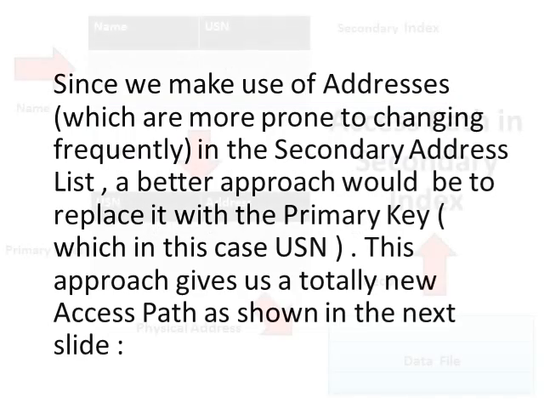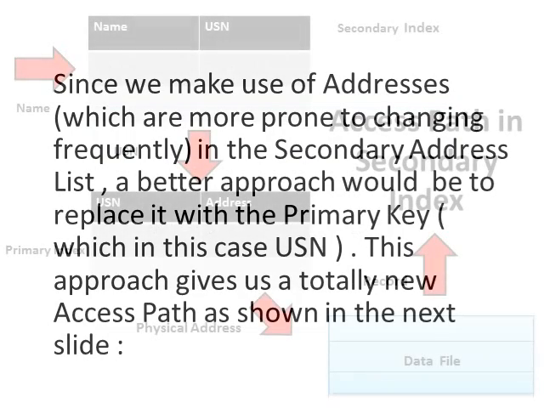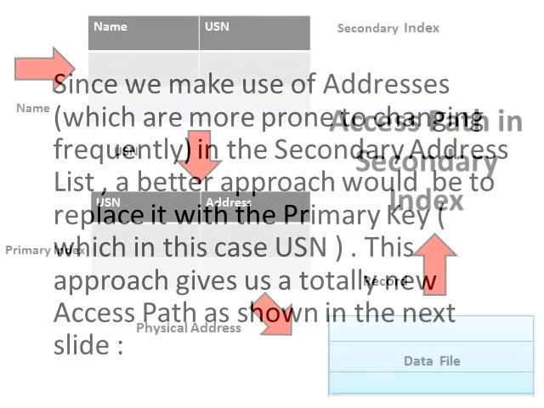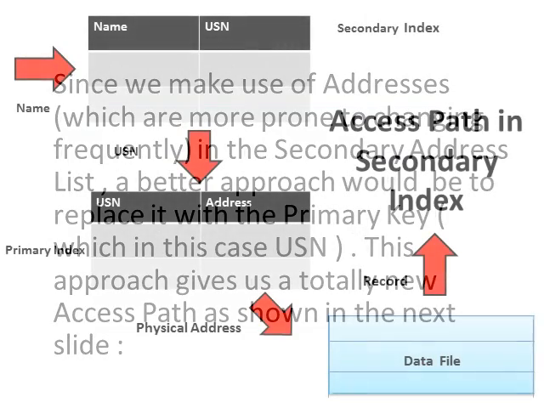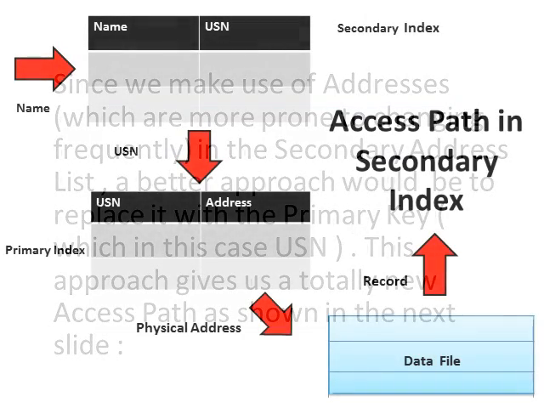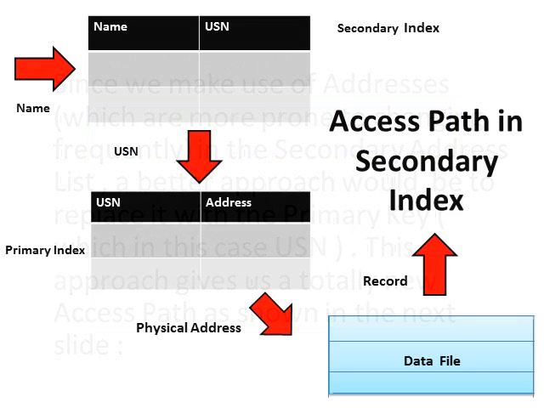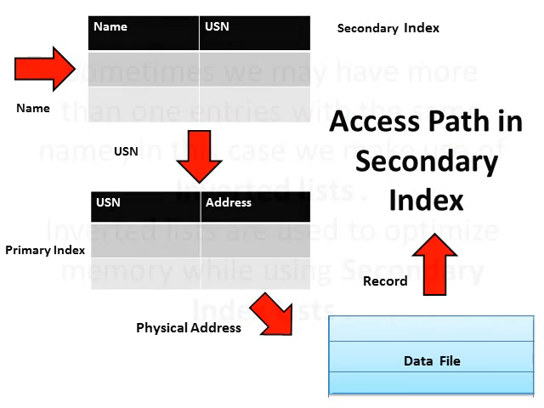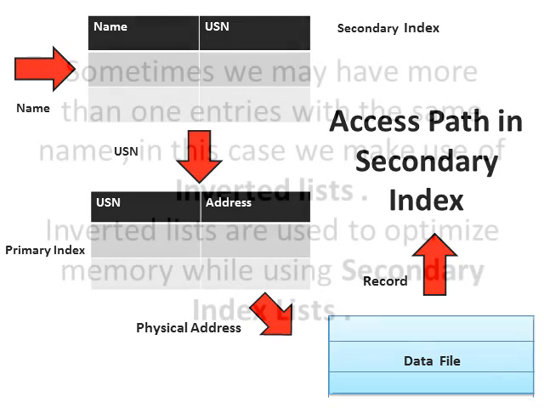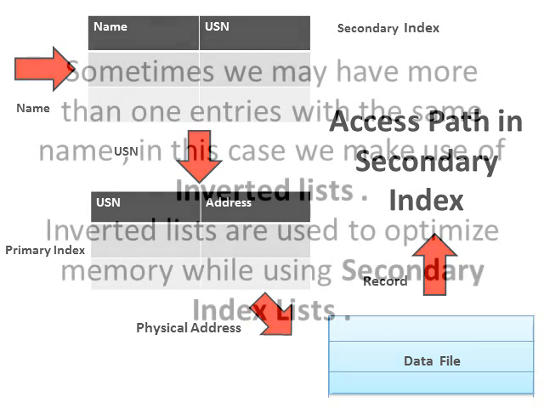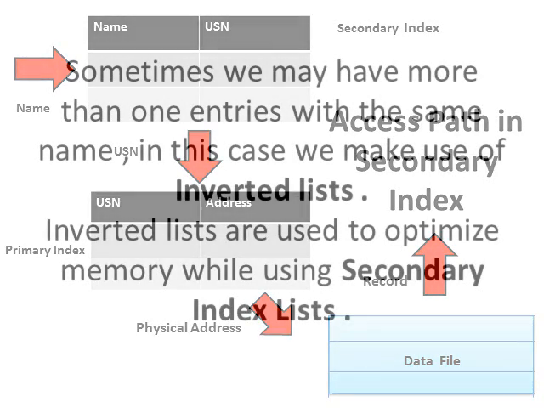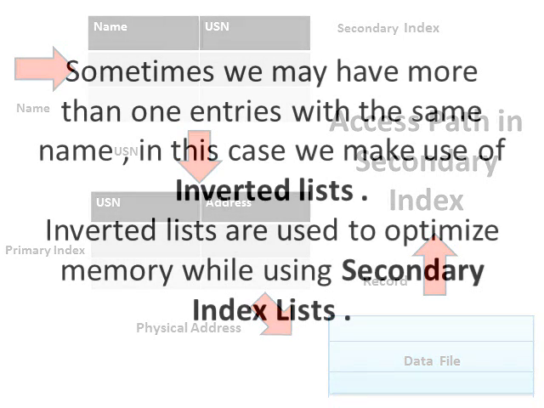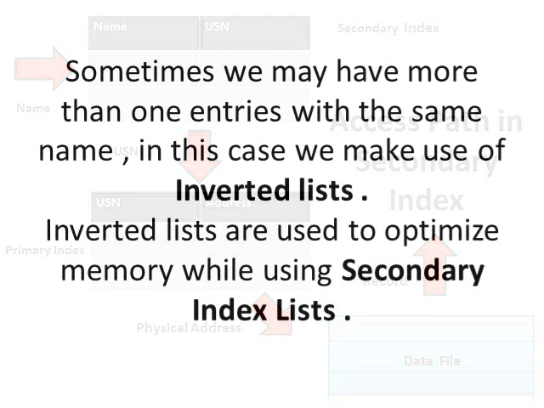Now we'll introduce a new topic, that is the inverted list. Inverted lists are used to optimize memory by using secondary index lists. Take the names Kritika, Abhimanyu, Sankalp. There are three names given with their different USNs. Abhimanyu has three entries in our same class with different USNs. Interpretation: if we see case 2, we have three people named Abhimanyu in three different batches with different USN numbers.